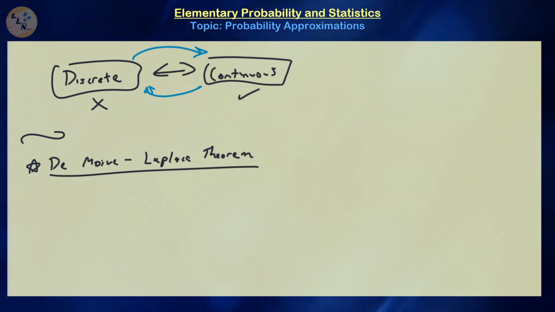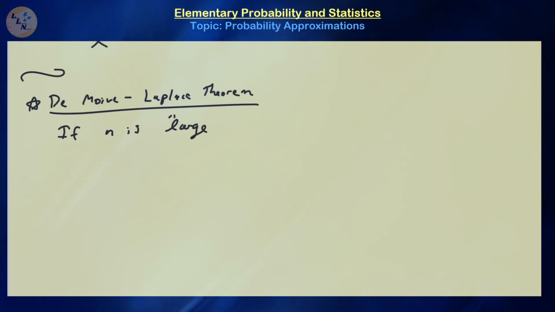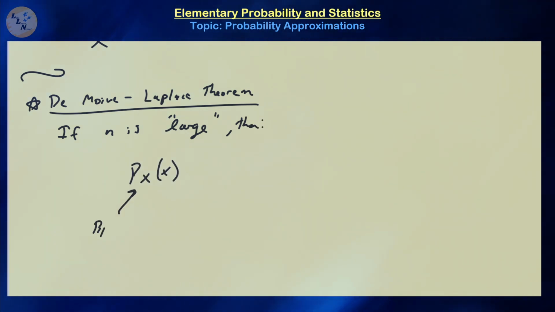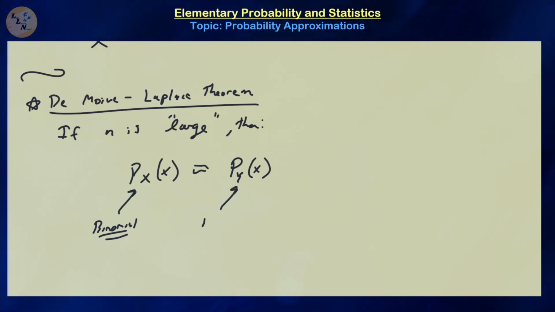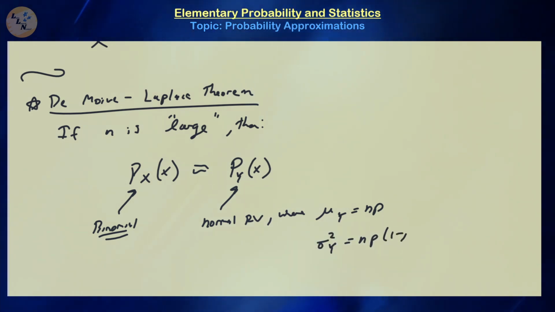So what does the de Moivre-Laplace theorem say? It says this: if n is large, again that's a subjective term just like we had for the Poisson limit theorem, then the probability that X is equal to x, where X is a binomial random variable (notice that we're approximating the binomial distribution again, but we're not assuming anything about the probability of success), can be approximated by the probability that Y is equal to x, where Y is a normal random variable, where the mean of this distribution, mu_Y, is equal to n times p, and the variance of Y is equal to np times (1 minus p).